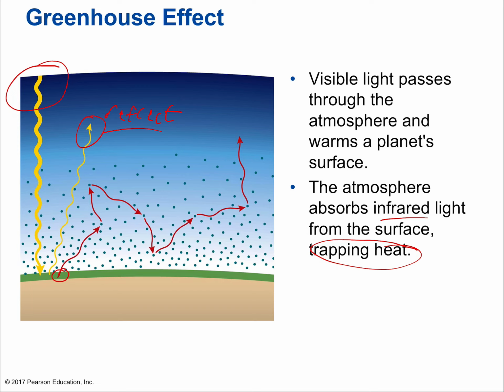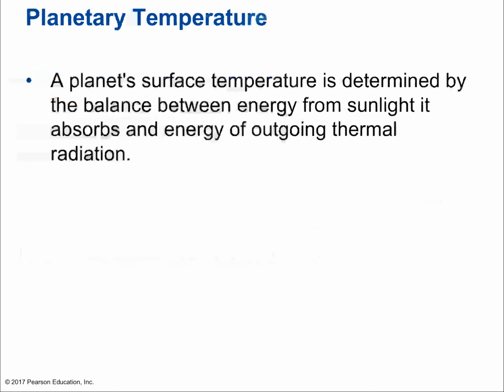Well, that's exactly what's happening inside the Earth's atmosphere. Same process, but on a much larger scale. Okay, and some different details, right? But the same general idea. Okay, I think it's really cool. So, a planet's surface temperature is determined by the balance between the energy from sunlight it absorbs and the energy of outgoing thermal radiation. Okay, like that outgoing infrared radiation.